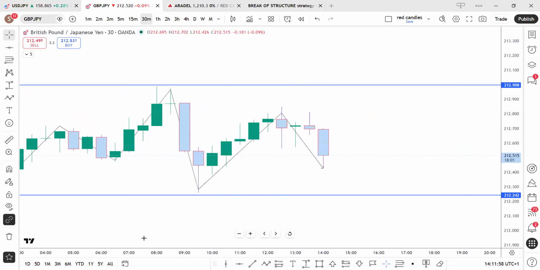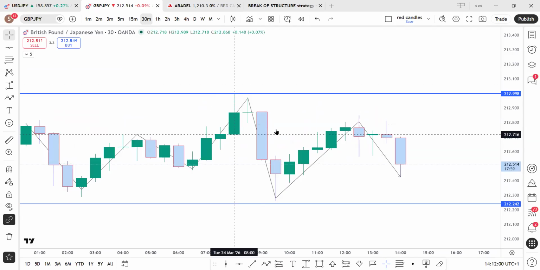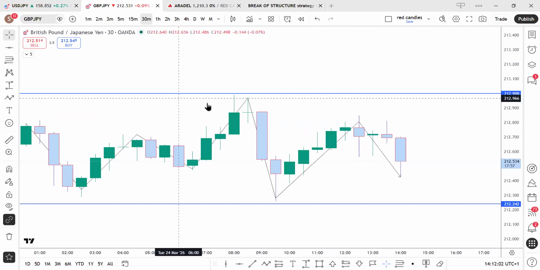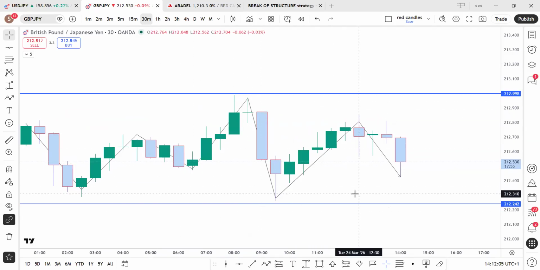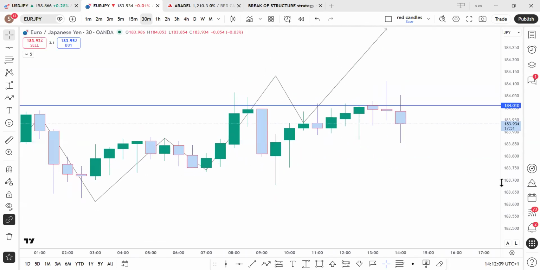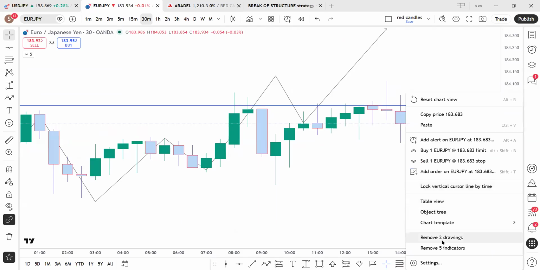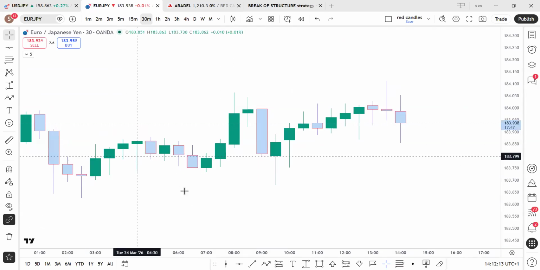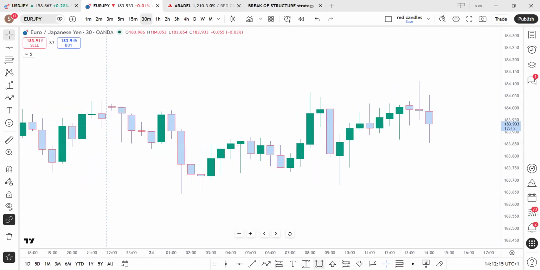Particularly those of us in the inner circle, where we look at rejection candles at the highs or at the lows. Okay, let's look at what it's doing on this one here. Let me clean out all the drawings here. The same thing, we have a similar setup here.